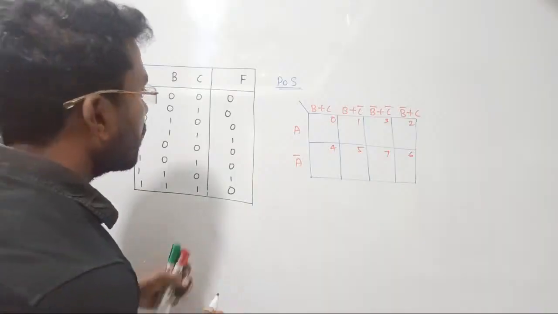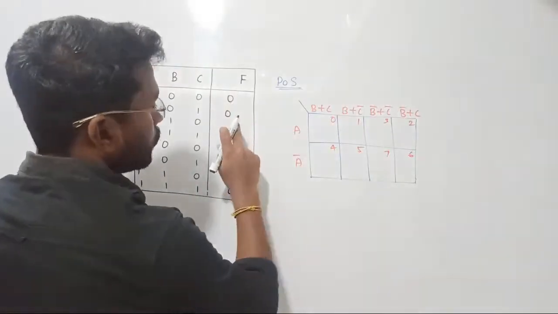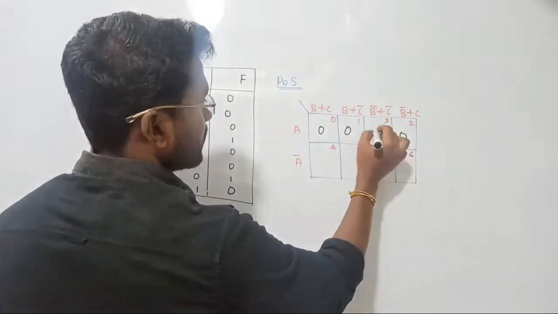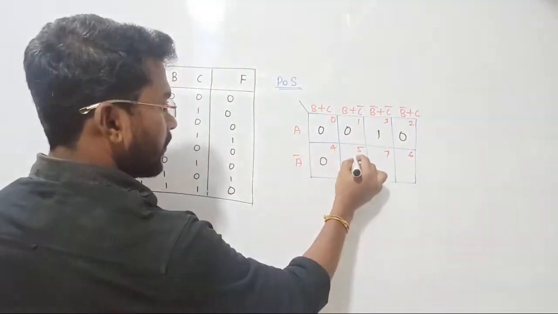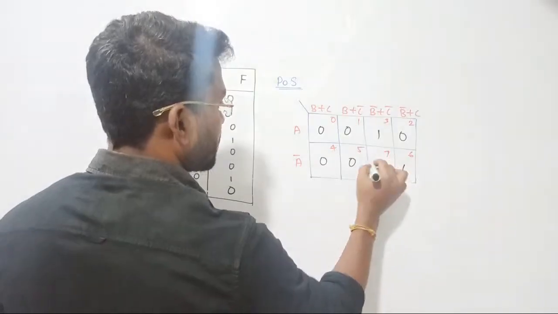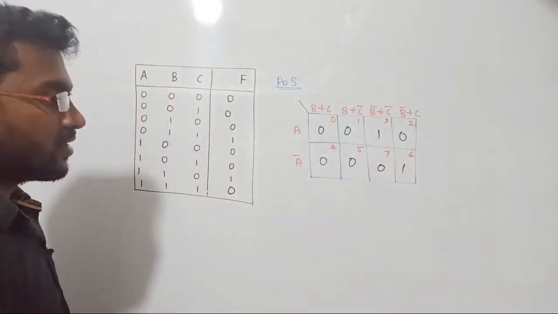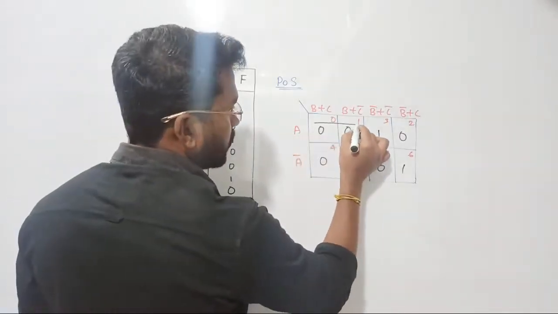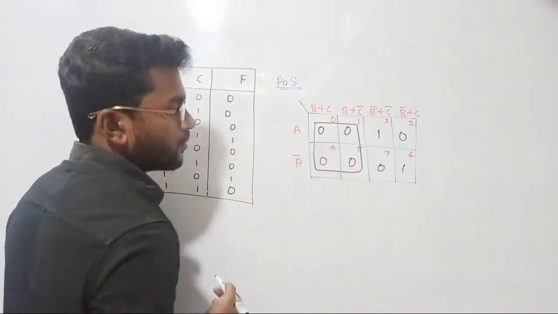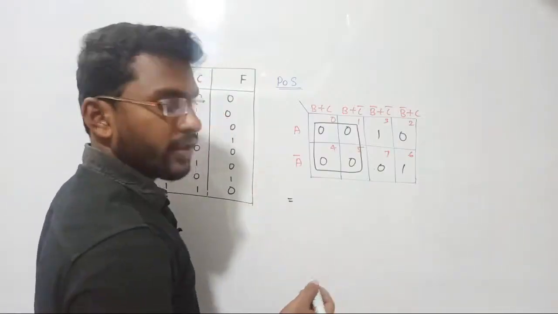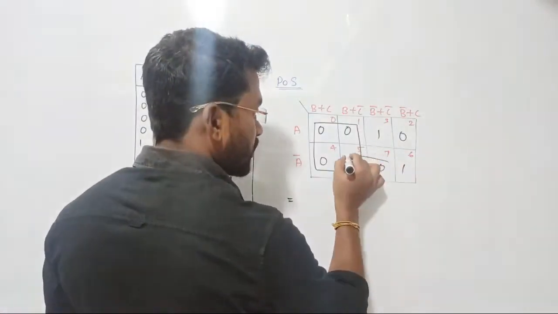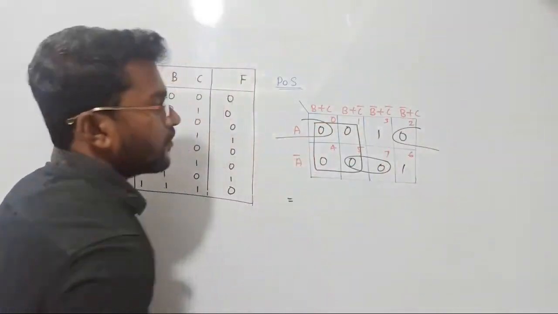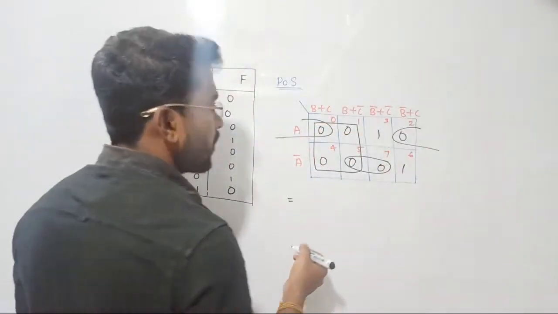Let's bring the answer for this function. We have to consider the zeros: 0 is available, 1 is available, 2 is available, 3 is not available, 4 is available, 5 is available, 6 is not available, 7 is available. Now a grouping of 4 is possible. Yes, we can group these 4 together in POS form. Similarly, we can also group these 2, and we can also group these 2. Let's write the answer.